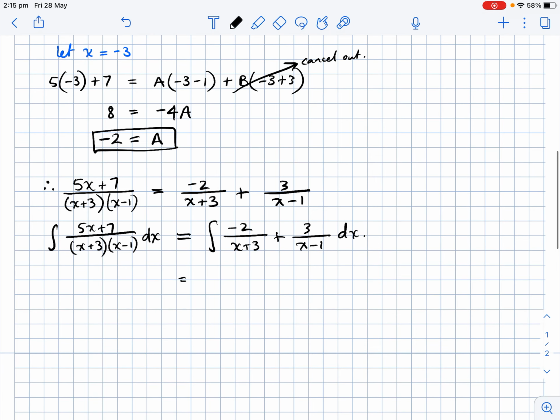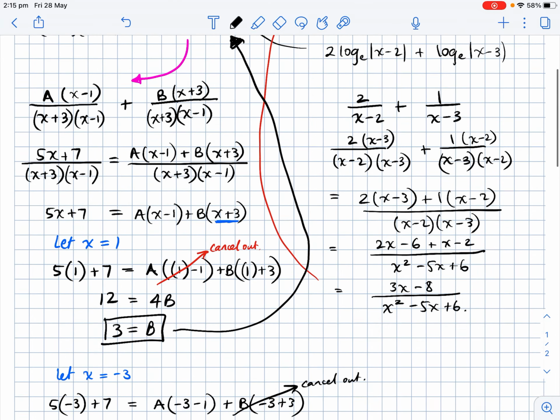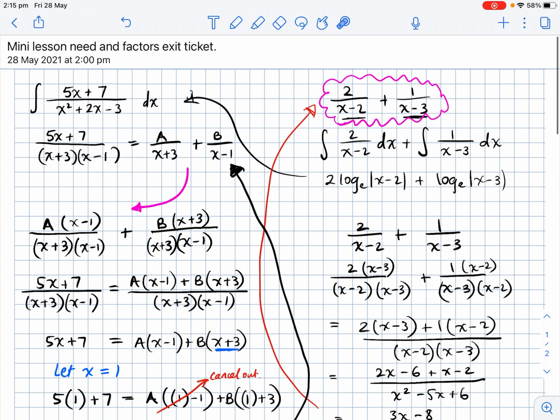And this new integral expression is really easy to integrate. It becomes negative 2 log e of x plus 3 plus 3 times log e of x minus 1. And then, of course, our constant of integration plus c on the end. So partial fractions is a technique that allows us to integrate more complex and complicated integral problems involving fractions.